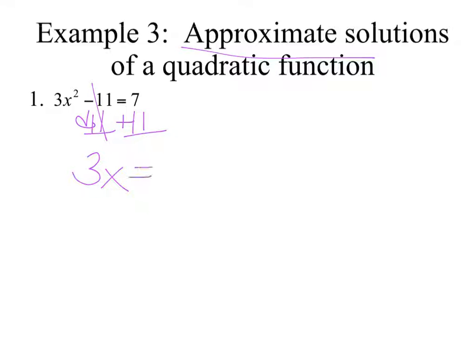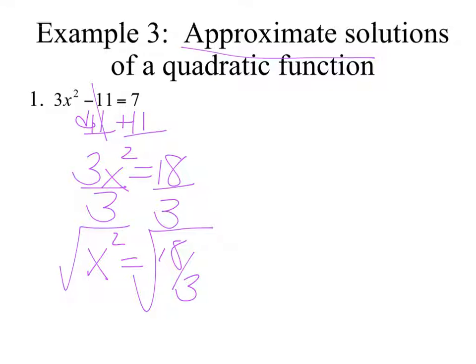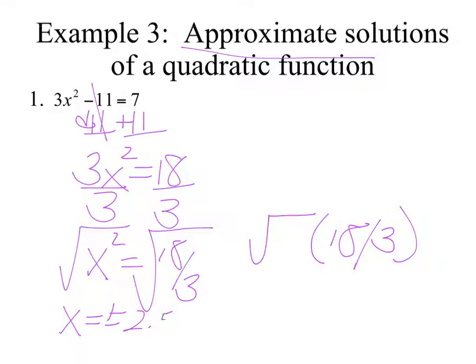And I get 3x squared equaling 18. I can divide each side by 3. So x squared equals 18 over 3, square root. And I'm going to square root that entire fraction in the calculator. So when I put it in the calculator, it's going to go square root, parenthesis, 18, division sign, 3, and then please make sure you close off that parenthesis. When you do that, you should get x equaling positive negative 2.5.